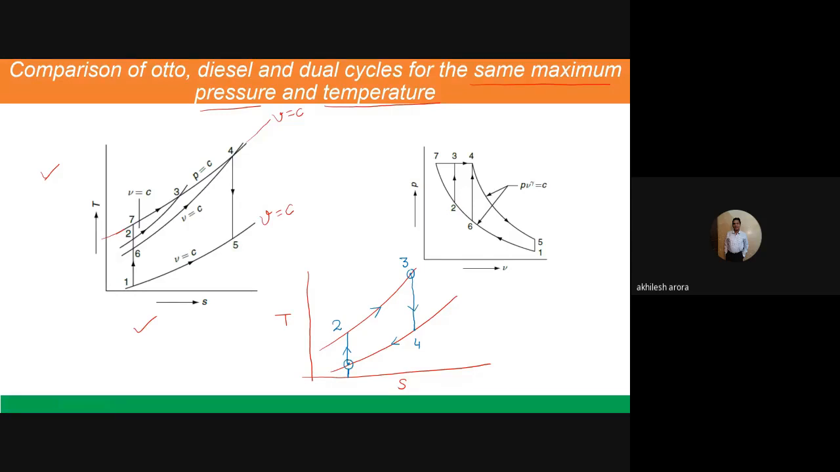Point number 3. Yes, very good. So at point number 3, the temperature is maximum. It's visible here. You can see it from here. Okay. This is point number 3.